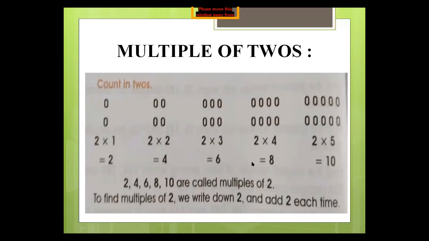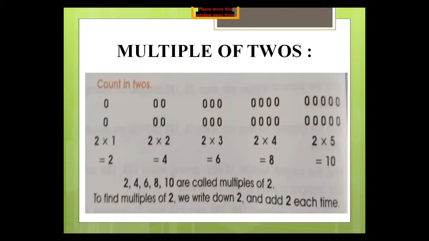And in this slide you see that all the answers are the multiples of 2, because we multiply 1, 2, 3, 4, 5 with the number 2. That's why we say that the answers 2, 4, 6, 8 and 10 are the multiples of 2. Or, another way, an easy way to find the multiples of any number.